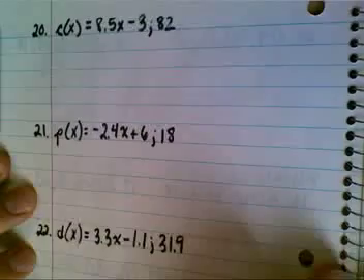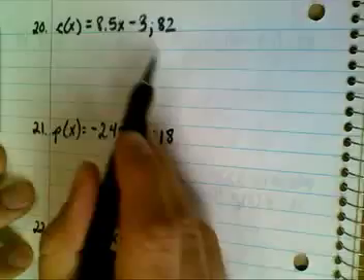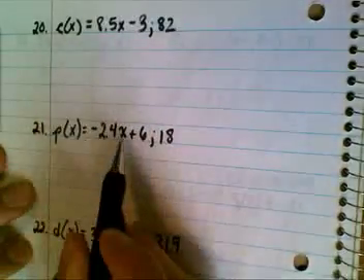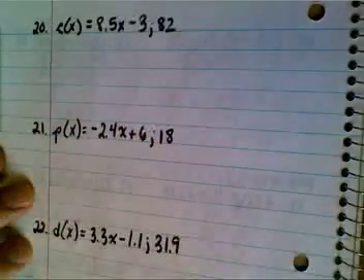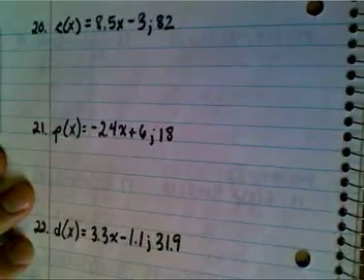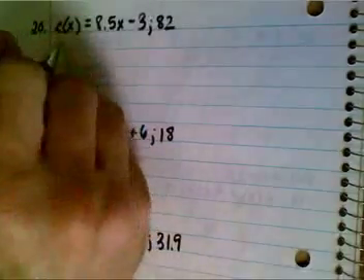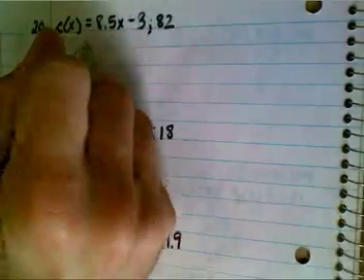Number 20. Now we start to see decimals, and a lot of people just start getting tripped up as soon as they see a decimal. I encourage you to just try it, just give it a shot.